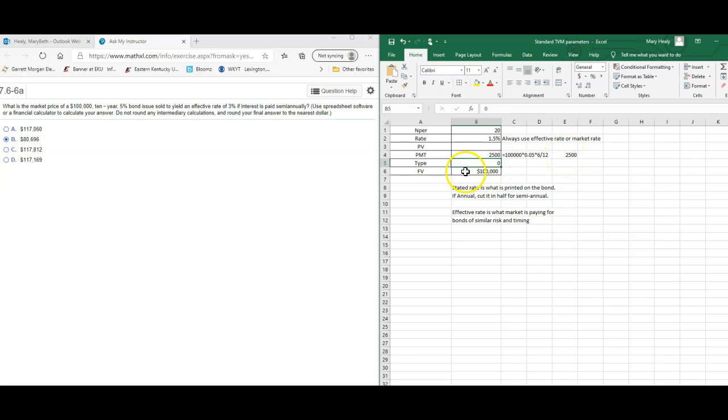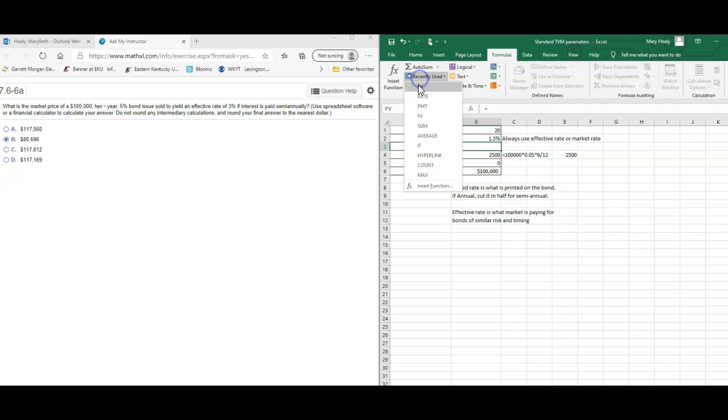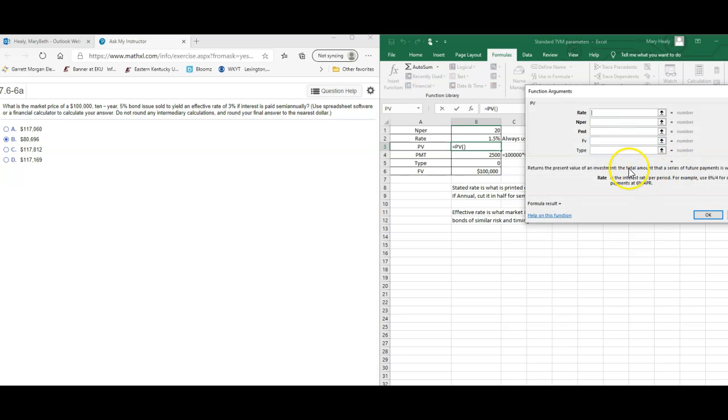Type, this is a type 0. It's an ordinary annuity because the payment comes at the end of each period. So at the end of the first 6 months is when you first get the first payment. And the future value is going to be $100,000. So in order to solve, I'm going to plug in the parameters here, and we'll go ahead to formulas, and I know I recently used the PV, so I'm going to just plug in these.